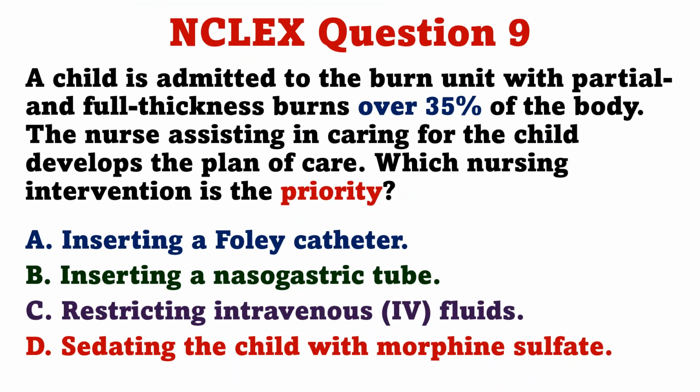Question 9. A child is admitted to the burn unit with partial and full thickness burns over 35% of the body. The nurse assisting in caring for the child develops the plan of care. Which nursing intervention is the priority? A. Inserting a Foley catheter. B. Inserting a nasogastric tube. C. Restricting intravenous fluids. D. Sedating the child with morphine sulfate.